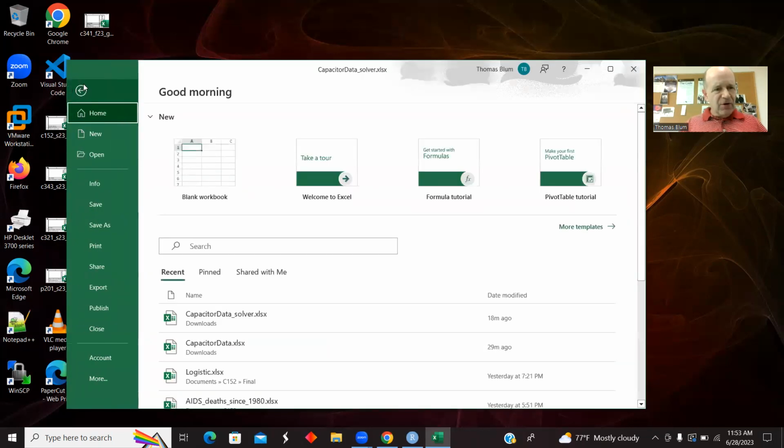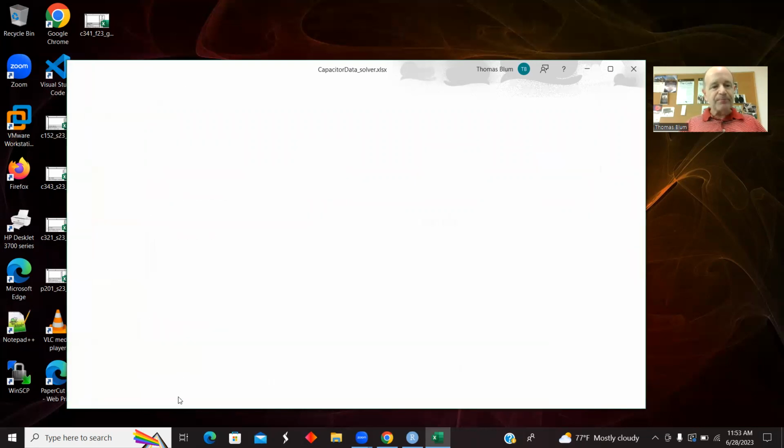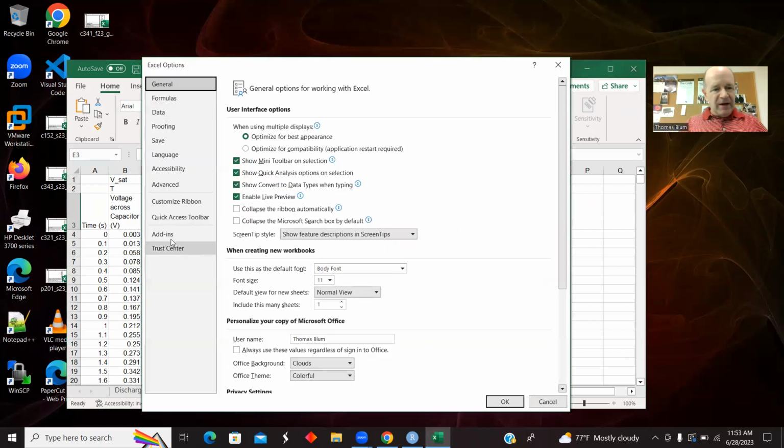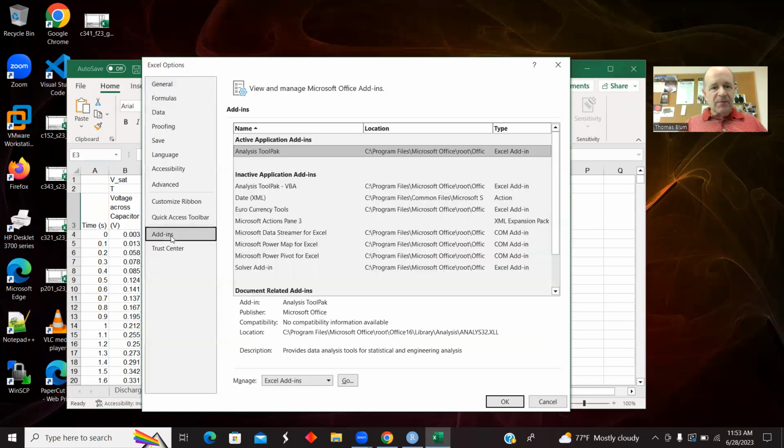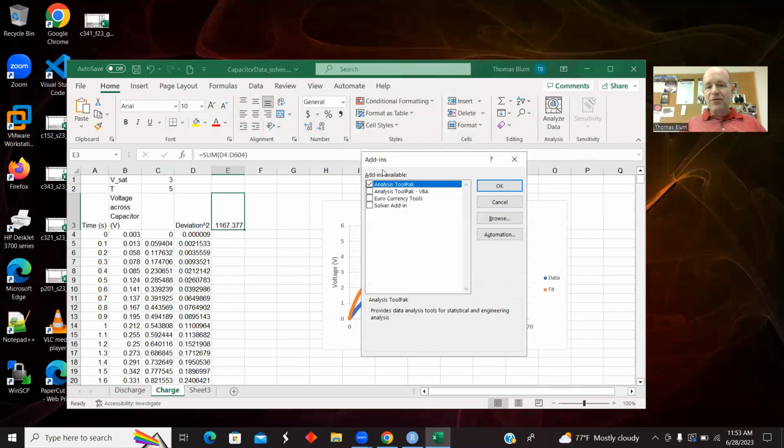And so you're going to go to File, More on my screen, Options, and I want an add-in, and it's under the tool pack. And I have some of the tool pack, but I don't have the whole tool pack. So I'm going to highlight that and say go. And then there's this list, and I have the tool pack in there, but I don't have Solver in there. So now I'm going to add in Solver and say okay.